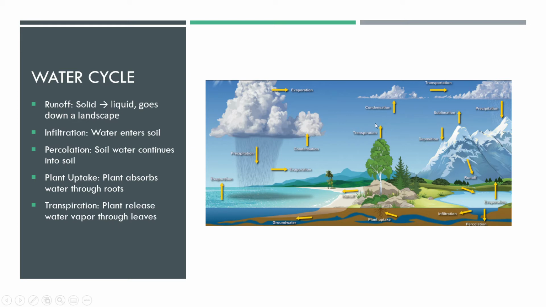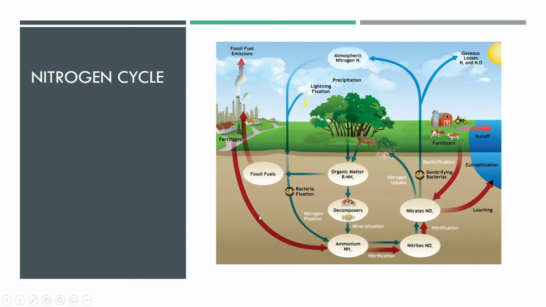Transpiration is when plants release water vapor through their leaves. Within the process of photosynthesis, they're going to release water vapor into the air. Groundwater, I guess it should be groundwater flow, but in here it's just labeled groundwater. Water that flows underground. Easy enough.